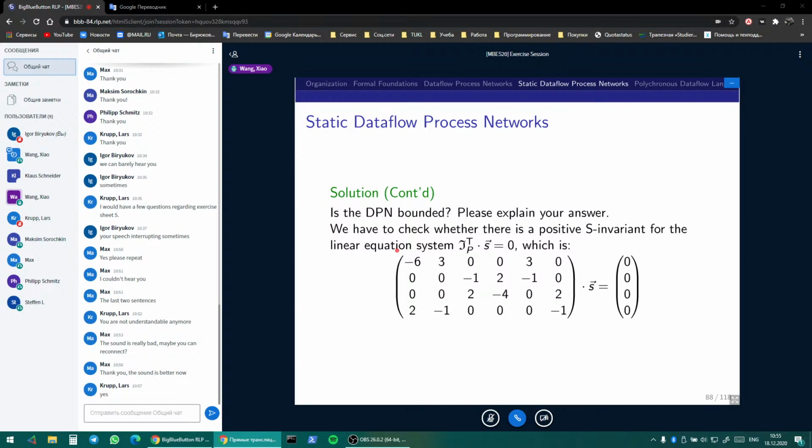So what you computed here, that is the T invariant. Okay, if there's a positive one and you have enough initial marking, then fine. Here we have a positive one because we can set lambda to 1. And here we have to find a positive S invariant. And here is how we solve that.